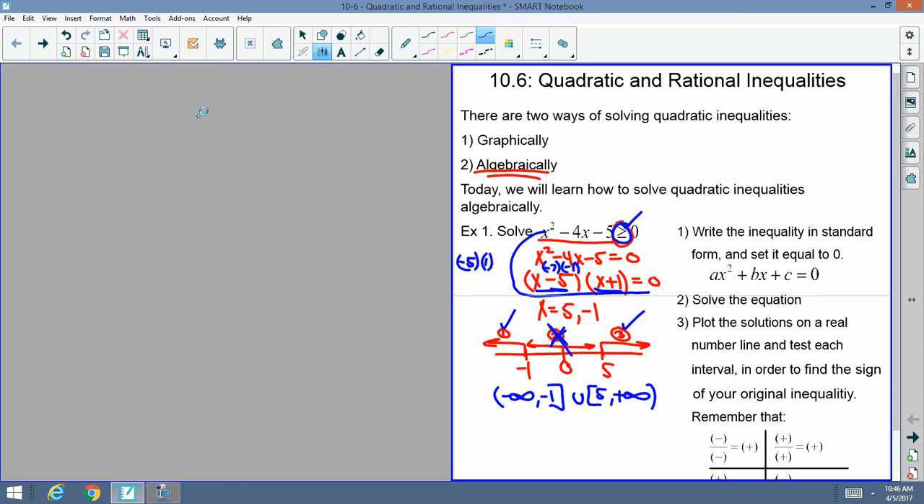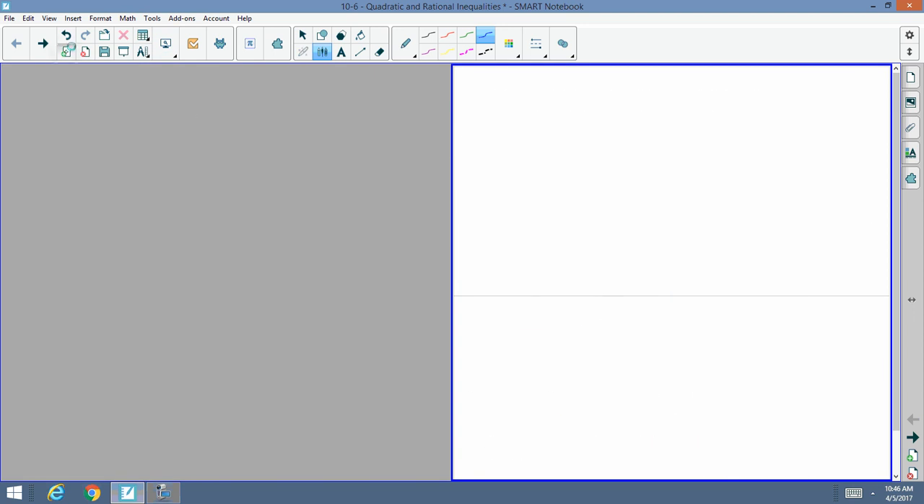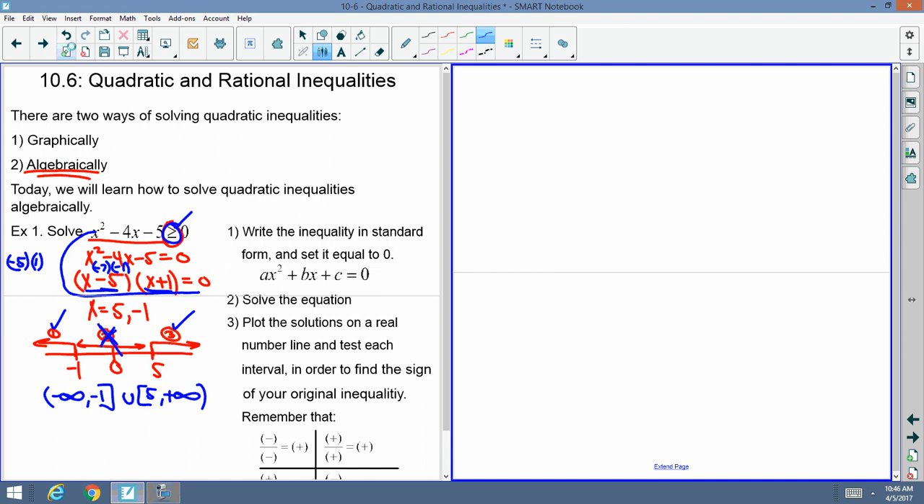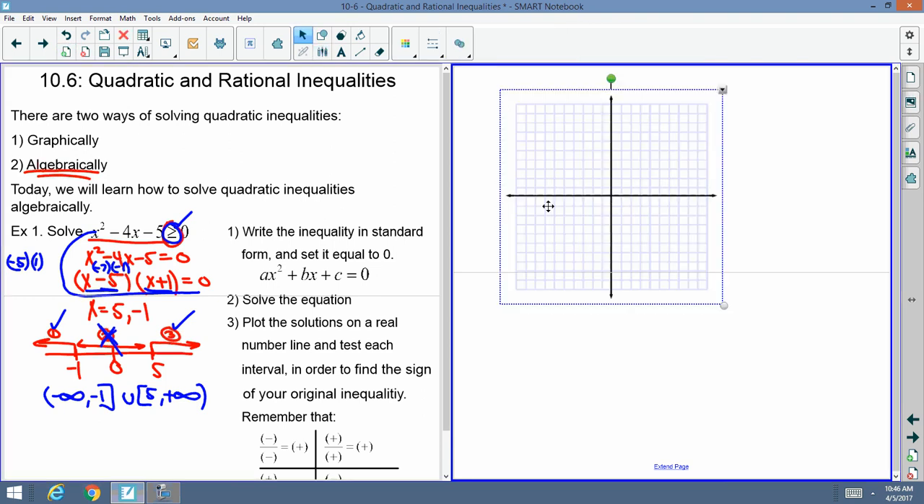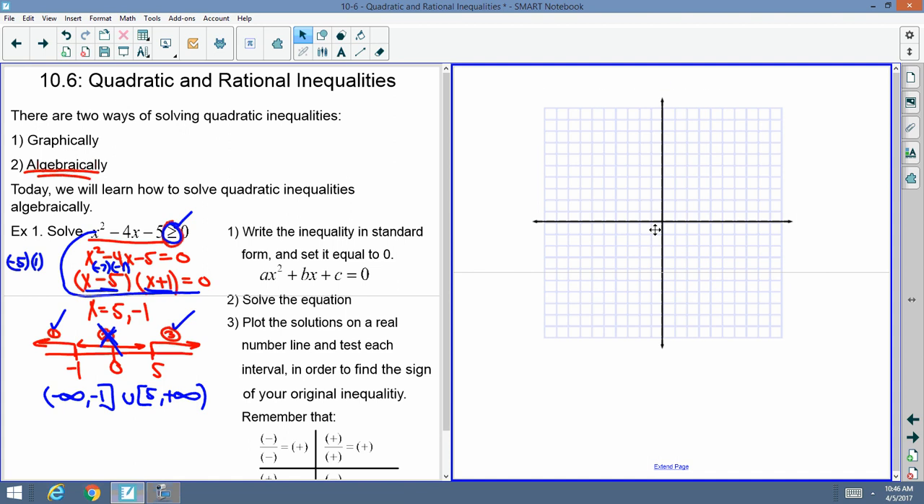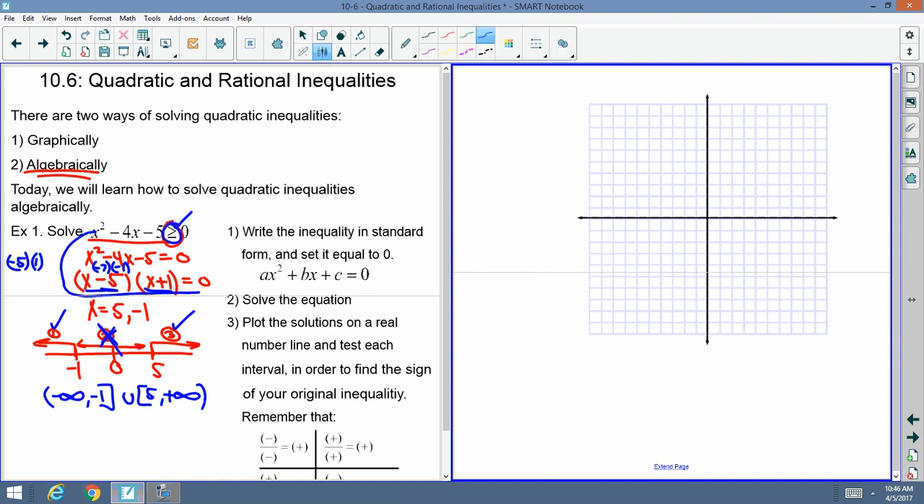That's all fine and dandy, and that's great. What does it mean on the graph? Okay, let me show you, because I want to make sure you guys get this really well. If I wanted to graph this, guys, well, first of all, I know my x-intercepts, right? It's 5 and negative 1. So I'm going to go 1, 2, 3, 4, 5, negative 1.